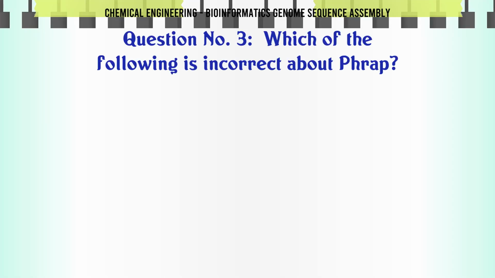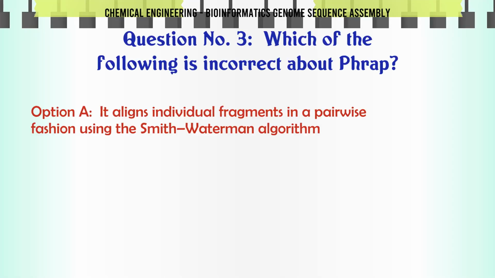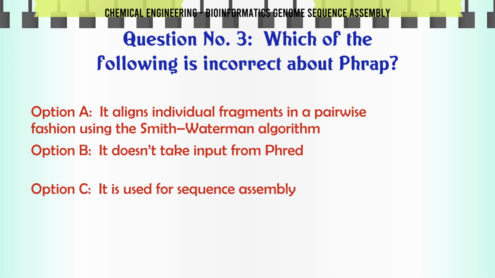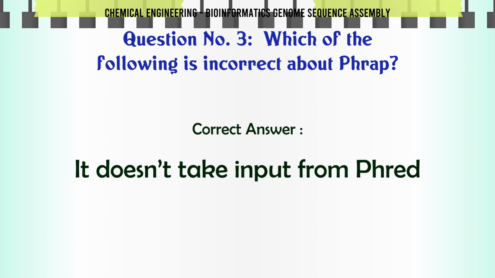Which of the following is incorrect about PHRAP? A. It aligns individual fragments in a pairwise fashion using the Smith-Waterman algorithm. B. It doesn't take input from Phred. C. It is used for sequence assembly. D. It is a UNIX program. The correct answer is it doesn't take input from Phred.